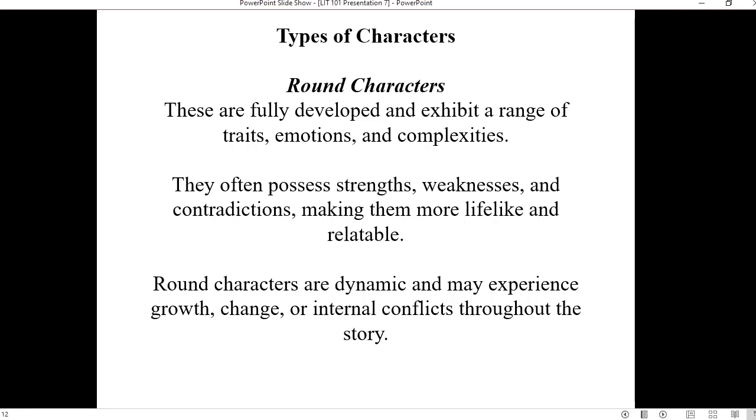So when we talk about round characters, they are very, very important in a story. They move from maybe a position where they are not so recognized to a complex position. They grow along the story by experience. They can change. They also have internal conflict that needs to be resolved throughout the story.